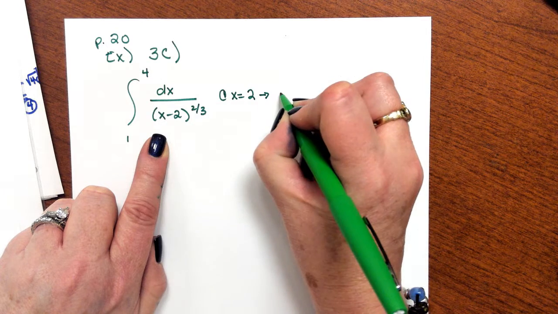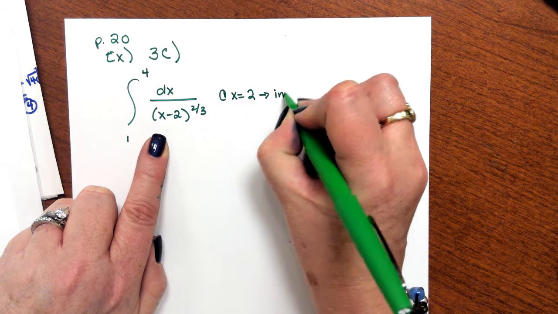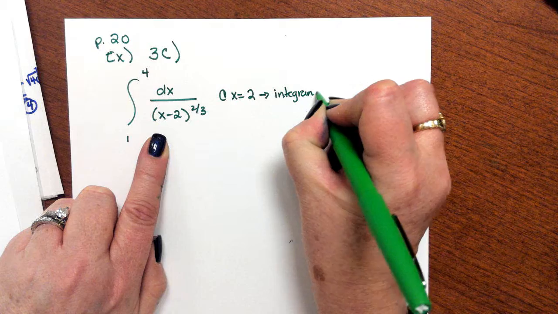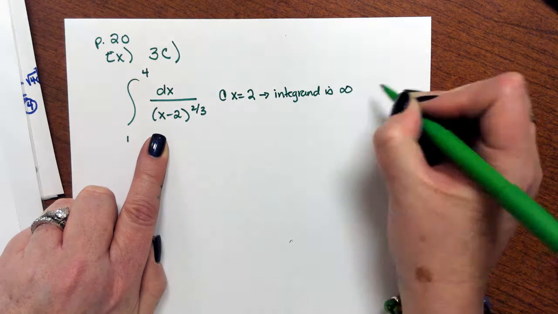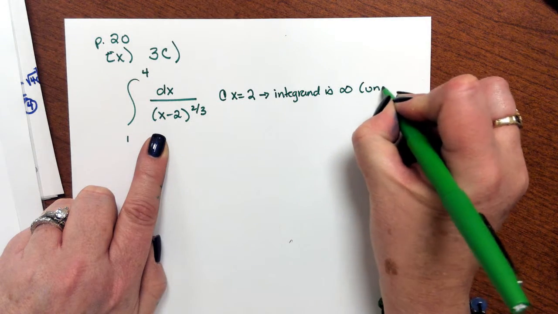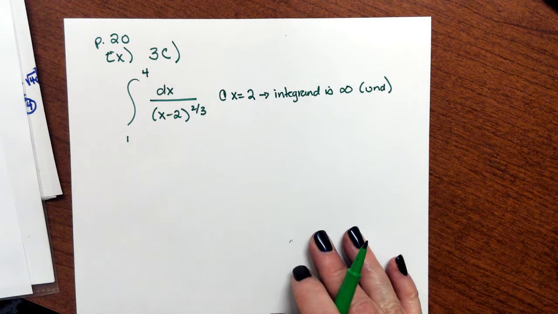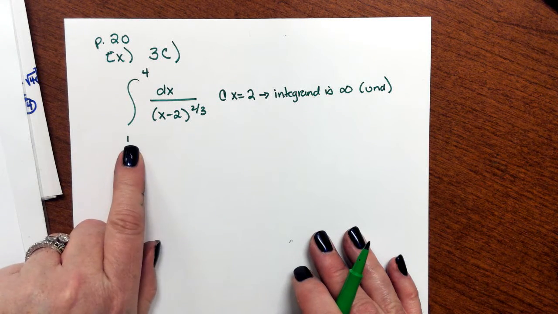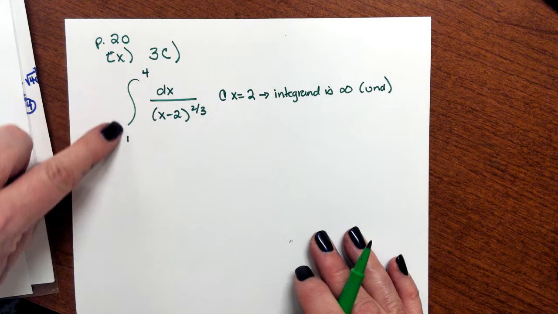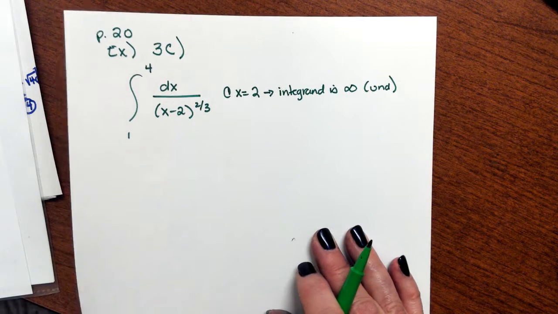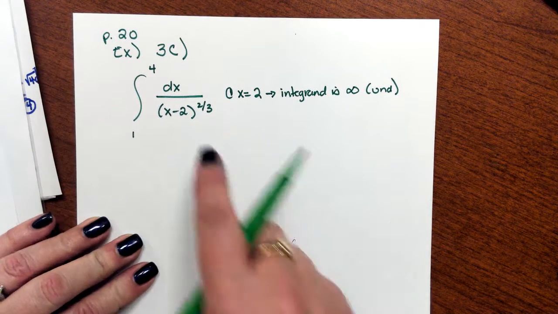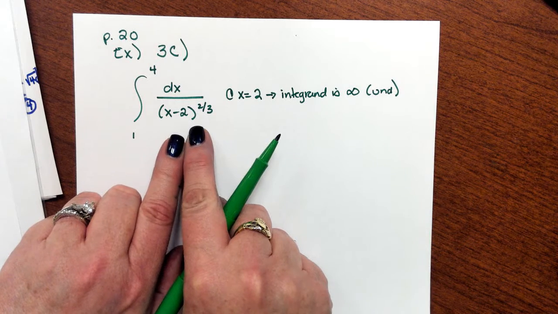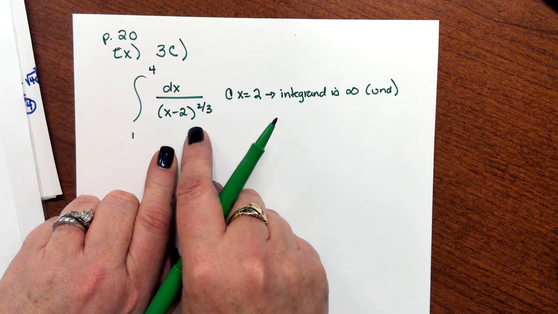So this is what we call our integrand is infinite because we have that vertical asymptote there. That's where we're undefined. So when you've got your definite integral and you've got a value between your lower bound and upper bound where it's undefined, you have an improper integral. So before I split this up, let me just go ahead and integrate this particular integral.